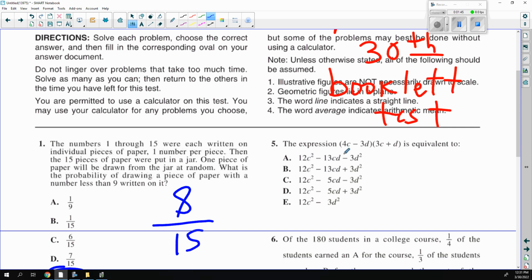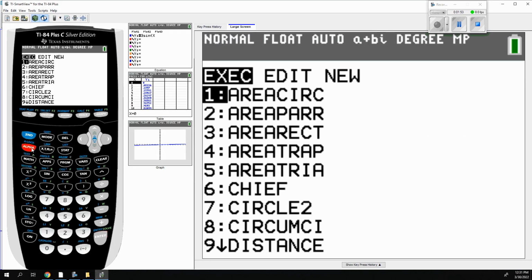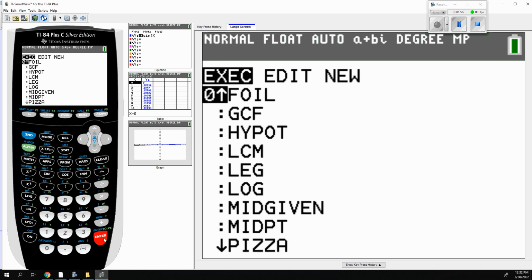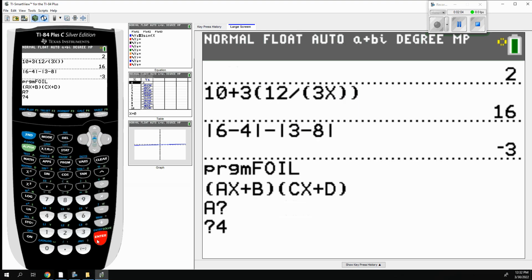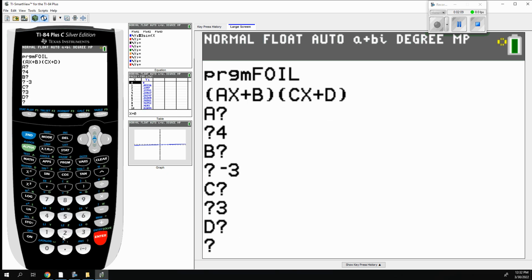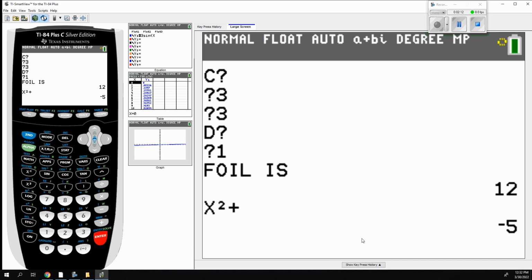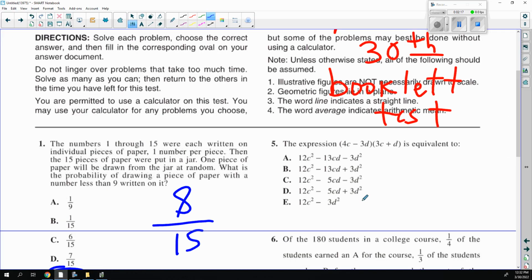Number 5, top of the next page, that's a FOIL. You could use my program and hit 4, negative 3, 3, 1. So if you wish, you may use the FOIL program, and what was it you hit? 4, negative 3, and 3, and 1, just the coefficients. Of course, it's going to be unsatisfying. 12x squared minus 5x minus 3 does not translate into C's and D's, just that.